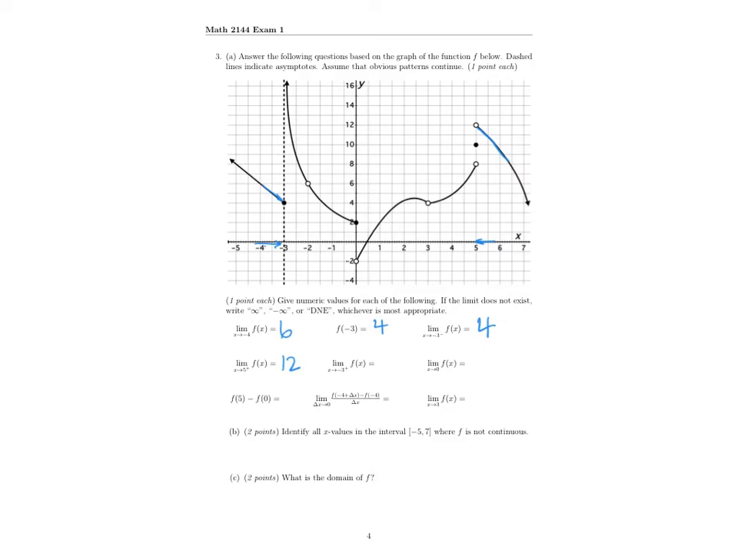So if I approach -3 from the right, let me erase this other stuff around -3. So if I approach -3 from the right-hand side, so that's going this way on the x-axis, what's happening to my y values? My y values are going off to positive infinity.